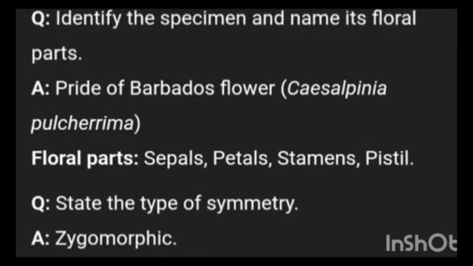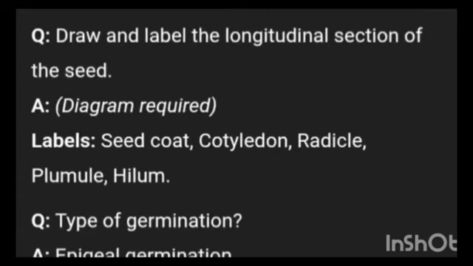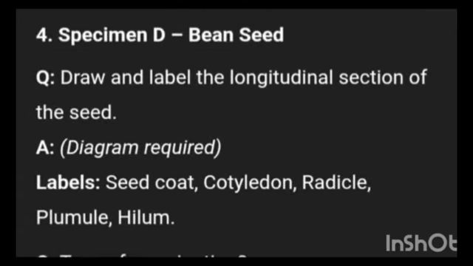Next, state the type of symmetry. The type of symmetry is zygomorphic. Specimen D is a bean seed. Draw and label the longitudinal section of the seed.